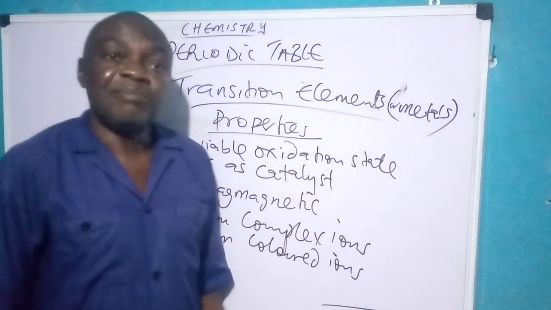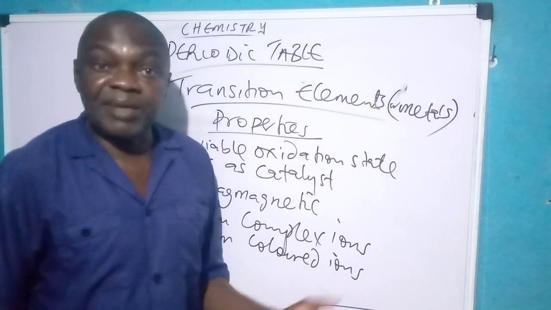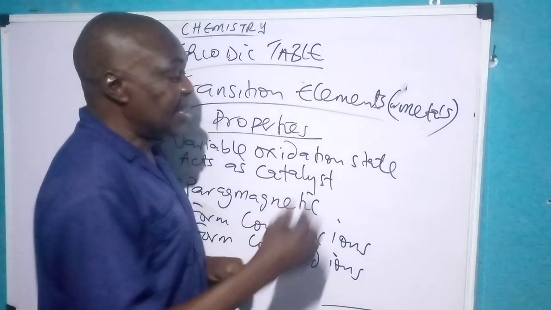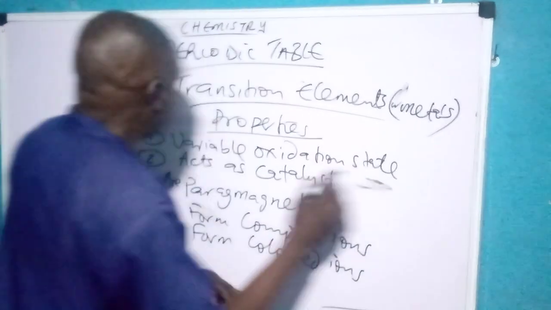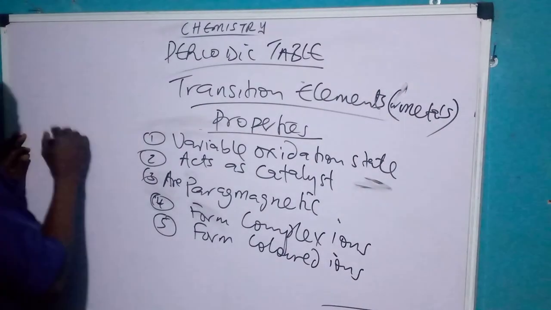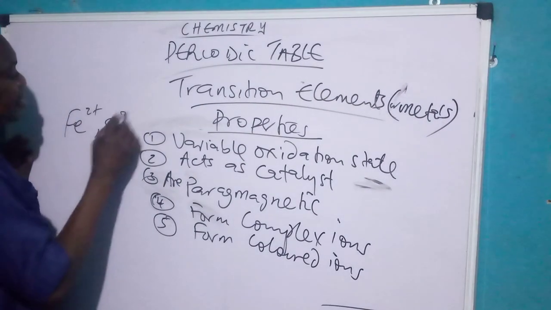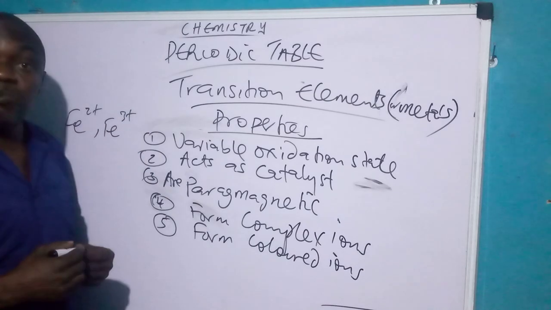But in this case, many of them have variable oxidation numbers. For example, let's say iron. That's the common one they normally use. Iron has Fe 2+. You can also have Fe 3+. So you see, they have more than one.